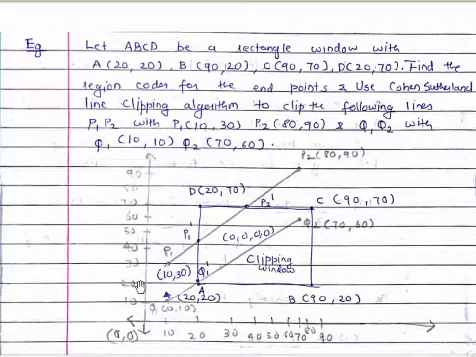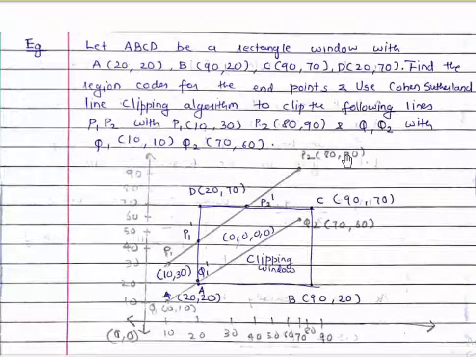Just draw a graph randomly to get an approximate idea of where the point lies. So (10, 30) is over here, and P2 is (80, 90), so it will be over here. Now draw a line between P1 and P2. We can approximately guess that P1 P2 partially goes through the clipping window.